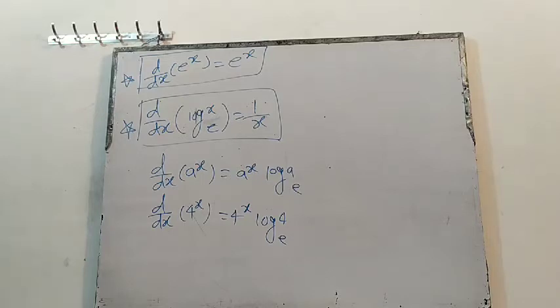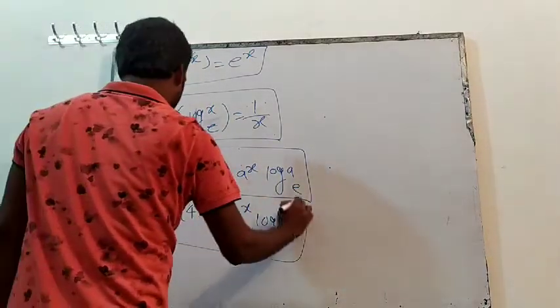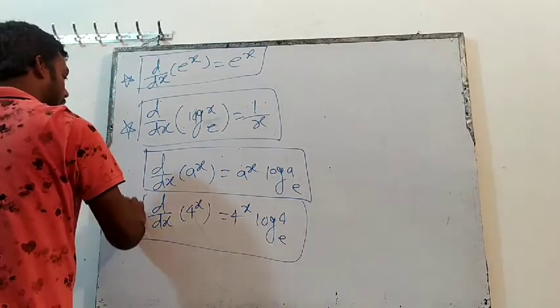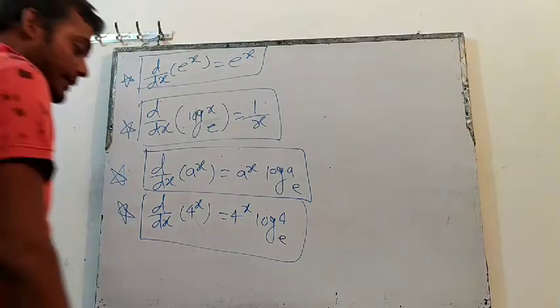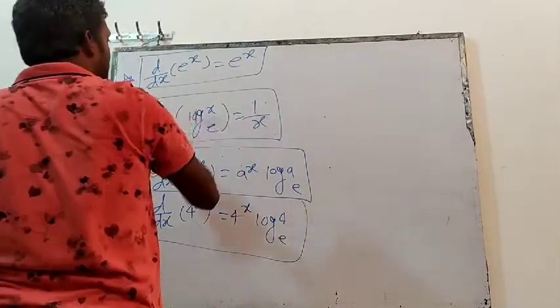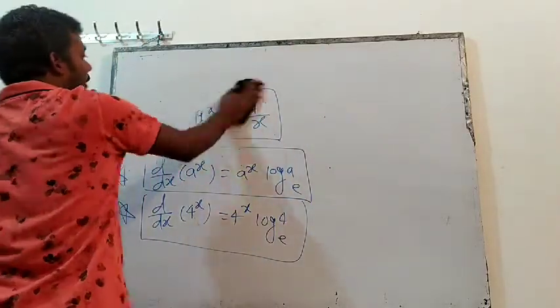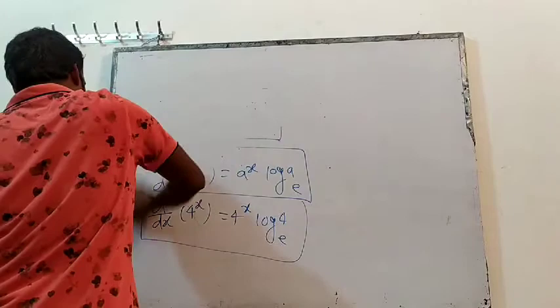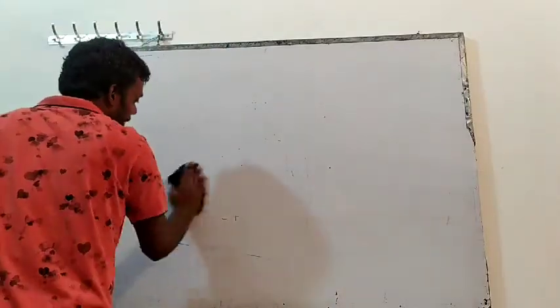This formula also you have to memorize: the differentiation of a to the power x is a to the power x log a base e, because it will be useful in maths also. So it is better to memorize this formula. I will take numericals on this also. That is the next formula. I will take a numerical on each, and you will understand what I am trying to say.